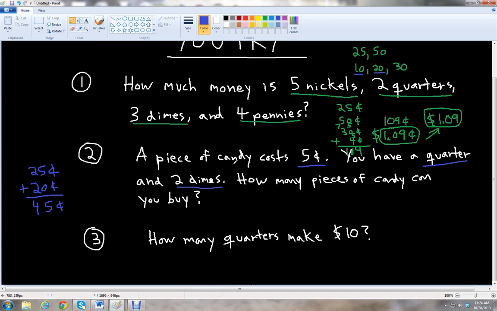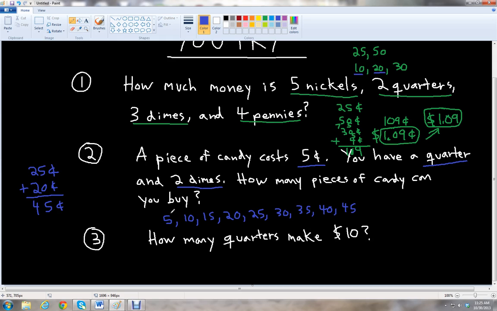And so we know a piece of candy costs 5 cents and we have 45 cents. So we'll just count by 5s. So we have 5 cents, 10 cents, 15 cents, 20 cents, 25 cents, 30 cents, 35 cents, 40 cents, 45 cents. So we stop there because we have 45 cents.